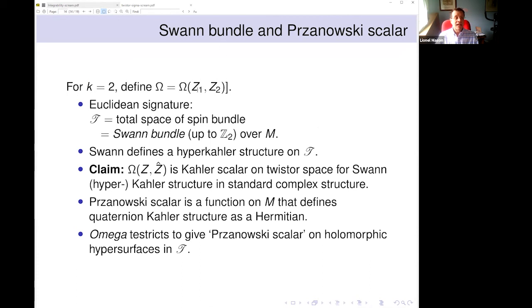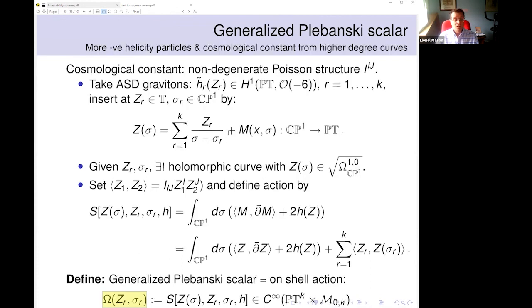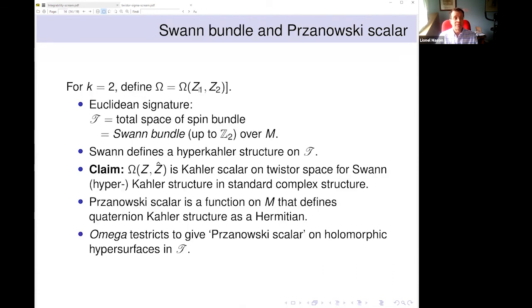Well, first of all, I was working with cosmological constants. So let's just go back to the case of 2 points on the Riemann sphere. Then what I have is a function of Z1 and Z2 on what's now a quaternionic Kähler twistor space. In Euclidean signature, this twistor space can be identified with what's sometimes known as a Swann bundle, or at least a non-projectivized twistor space. It's the total space of the spin bundle, sometimes known as a Swann bundle, up to Z2, over the Quaternion-Kähler manifold. And what Swann did was define a hyperkähler structure on this total space.